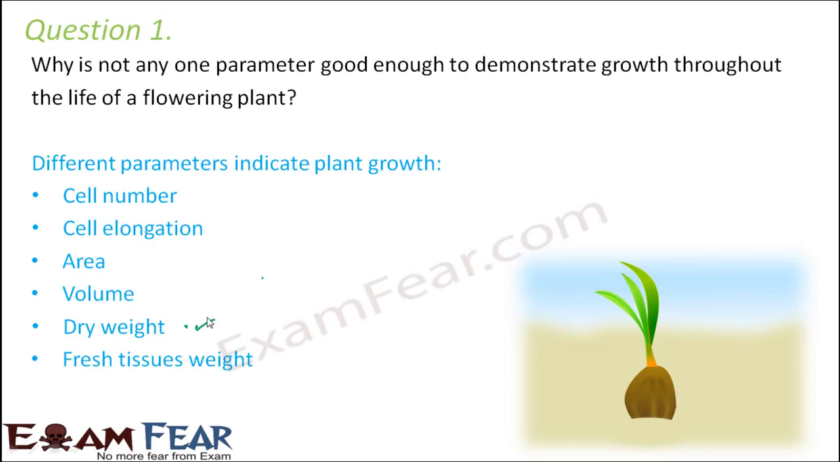So multiple parameters are there to demonstrate specific growth of a particular plant, and also different plants, different parts of a plant. For example, if you take leaves, if you take roots, both of them grow in different ways. So you have different ways of measuring them. For example, when you talk about a leaf, maybe the area might give you an idea about the growth because the area of the leaf would increase. But if you talk about roots, the area might not give you that good an idea. So different parts of the plant also grow in different ways. So that is why multiple parameters have been taken into consideration.